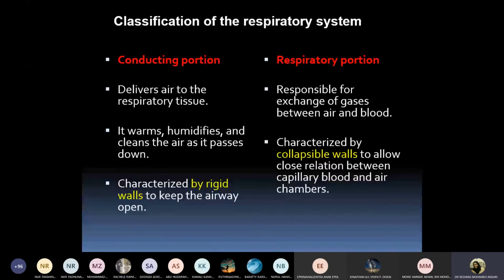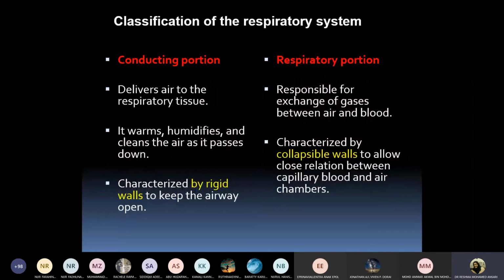So how do you classify the respiratory tract? We classify it as a conducting portion and a respiratory portion. The conducting portion's function is to deliver the air to the respiratory tissue. For example, I am sitting outside my house. The temperature outside is around 37, but my body temperature might be 35. So I would take air of about temperature 37 and convert it to 35, so it humidifies or warms accordingly. Either it reduces the temperature or it increases the temperature.